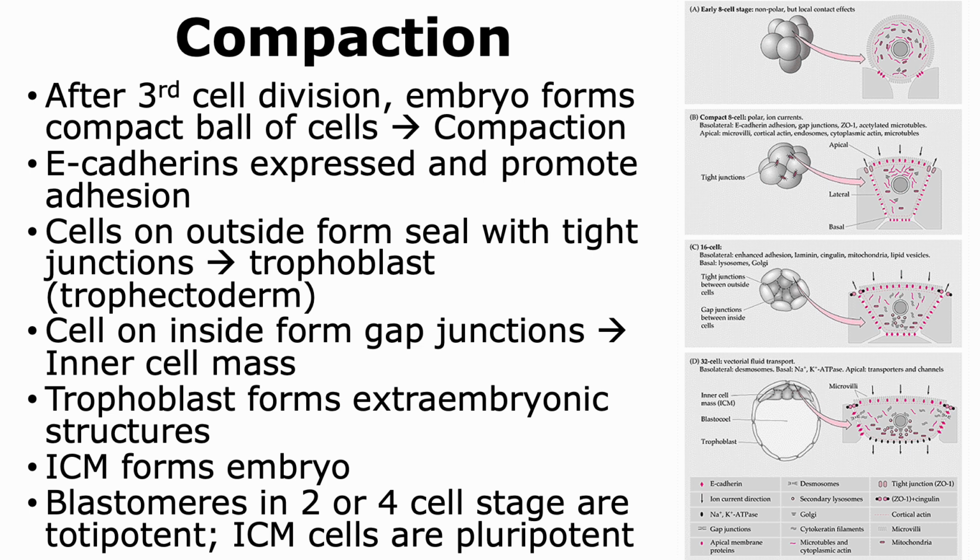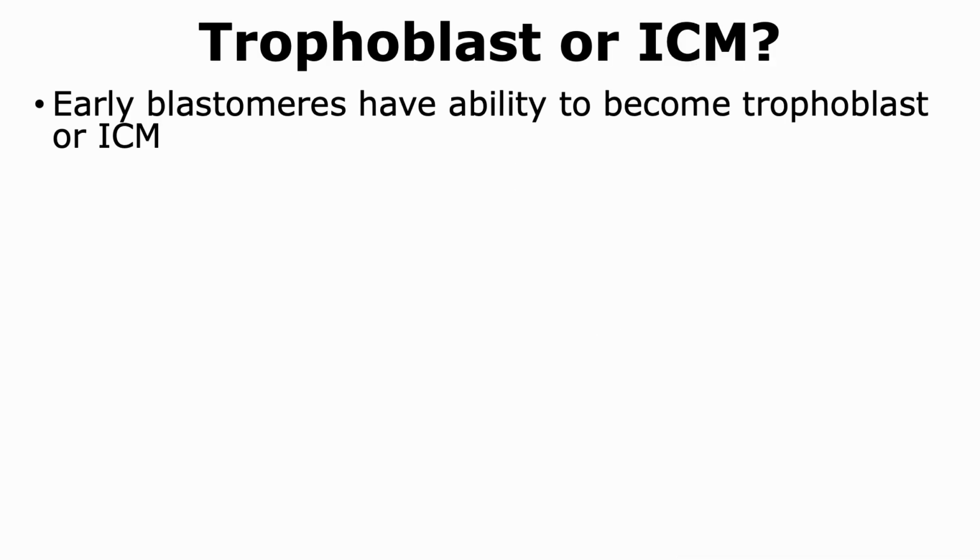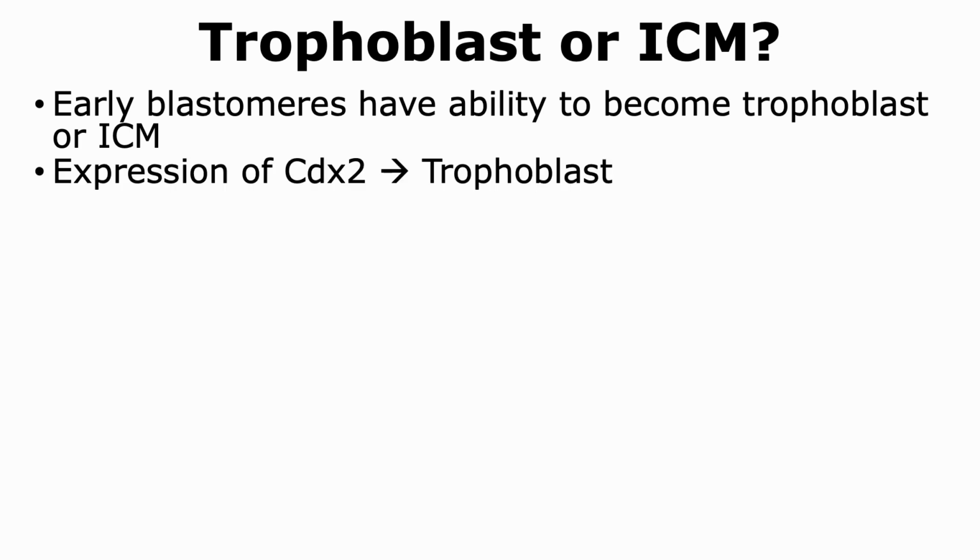The blastomeres in the 2 or 4 cell stage are totipotent, which means they can form extra embryonic structures, but the ICM cells are pluripotent. Now, the early blastomeres have the ability to become either the trophoblast or the inner cell mass. The expression of the protein CDX2 makes a cell become a trophoblast, while the expression of OCT4 makes a cell become the inner cell mass.